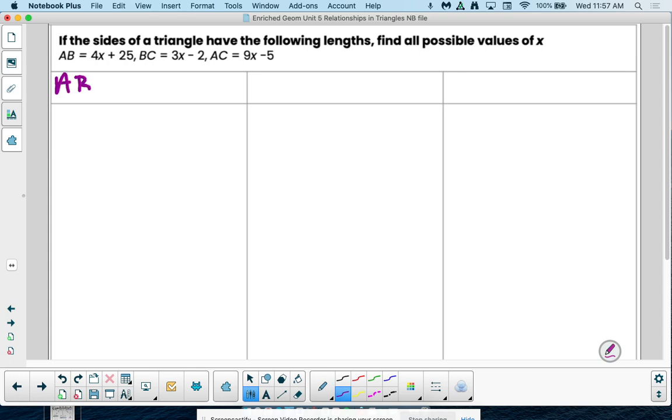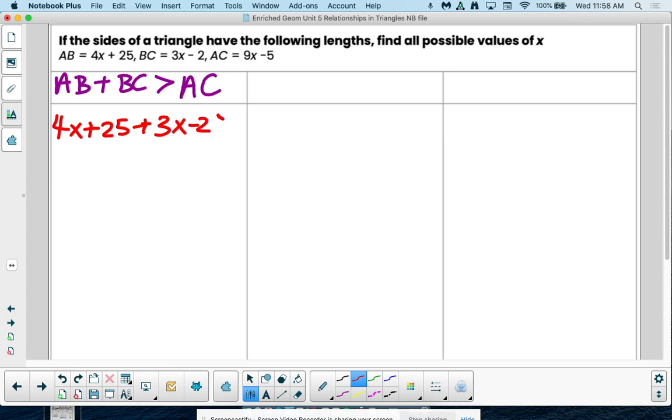Let's pretend AB and BC are our two shortest. So I know I would want them to be greater than the third side. Okay. They could be, we don't know yet. We have to figure out what x is. And now we're gonna substitute in what they equal. So what does AB equal to? Yeah. Write that down. And then what's BC? 4x plus 25 plus 3x minus 2 is greater than 9x minus 5.